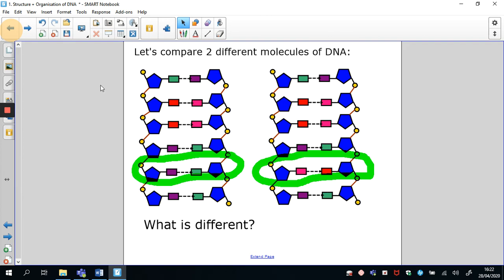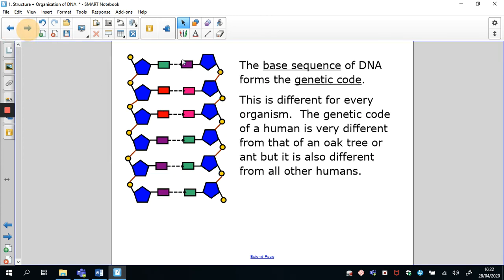Now remember, those colours represent the A's, the T's, the C's and the G's. So that sequence is what forms the genetic code. So what actually is a genetic code? It's the sequence of bases, and it's different for every organism. If we looked at the base sequence or the genetic code of a human, it would be very different to that of an oak tree or an ant or an elephant or a daffodil. It would also be different between humans. So mine wouldn't be the same as Mr. Hill's, which wouldn't be the same as Mrs. Combs', which wouldn't be the same as yours.